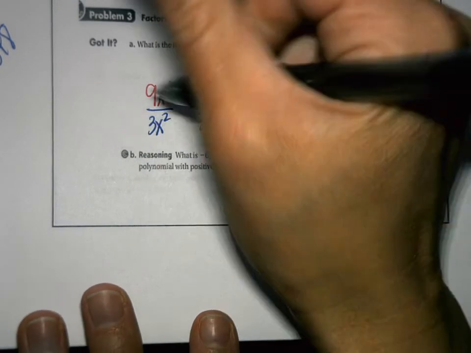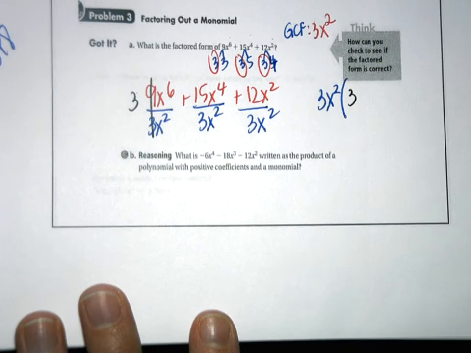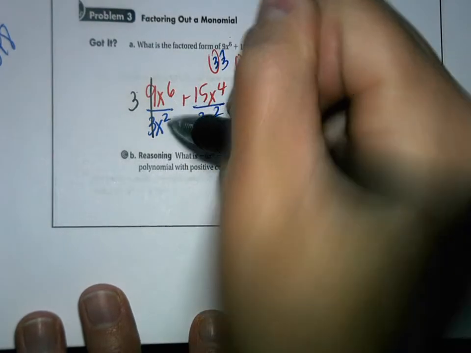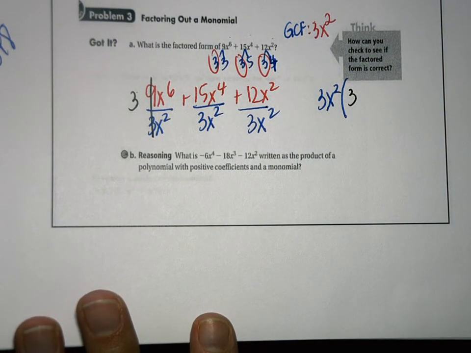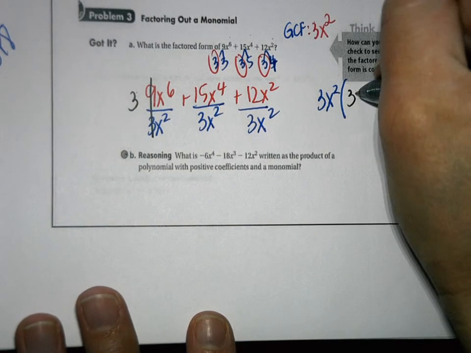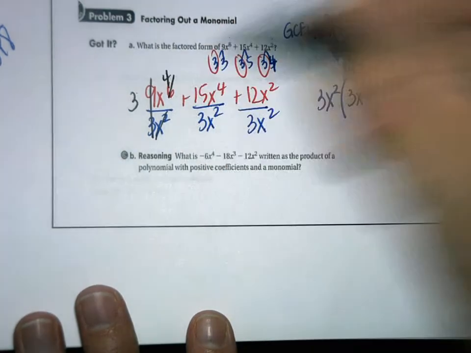When I do that, 9 divided by 3 makes 3. So we have a 3 here. And x to the 6th over x to the 2nd, when we're dividing with exponents, hopefully you said subtract, so 6 minus 2 makes x to the 4th. So we're just reducing this, and this becomes a 4th power.